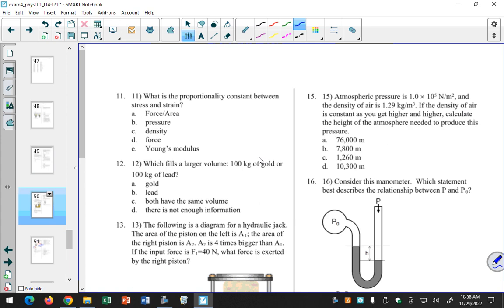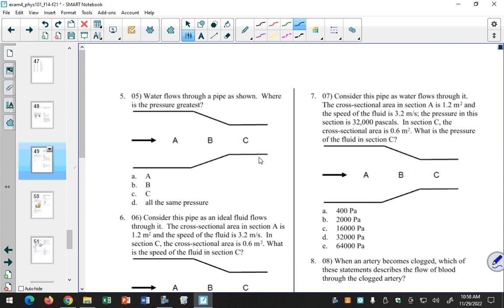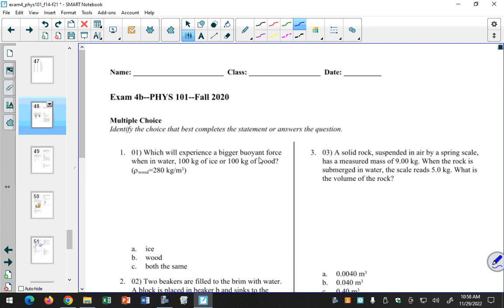Let's look at some of the Archimedes principle. Is that okay? This one has a lot of questions on it because I split that exam 4 into 2 pieces. Might do this next year.